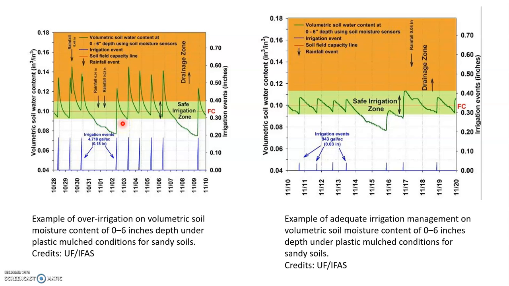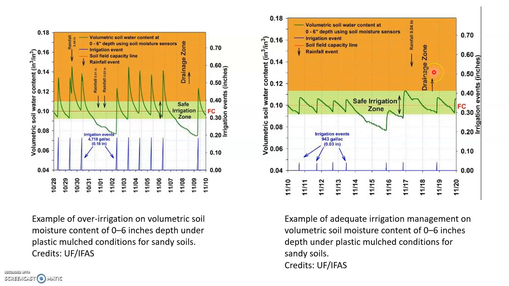And then again they are just allowing the water to deplete for a few days, from October 30 to November 2. Then they apply irrigation of 0.18 inch, the water level increases suddenly, and then they allow the water to deplete for a few days, and again they irrigate. So this is not a good management practice, because there is a lot of water in the danger zone, so we should not allow this to happen.